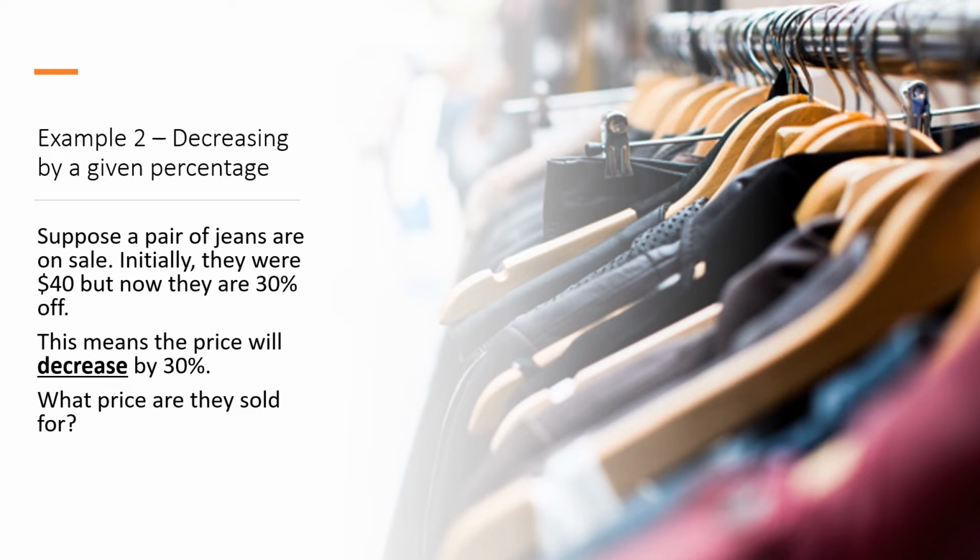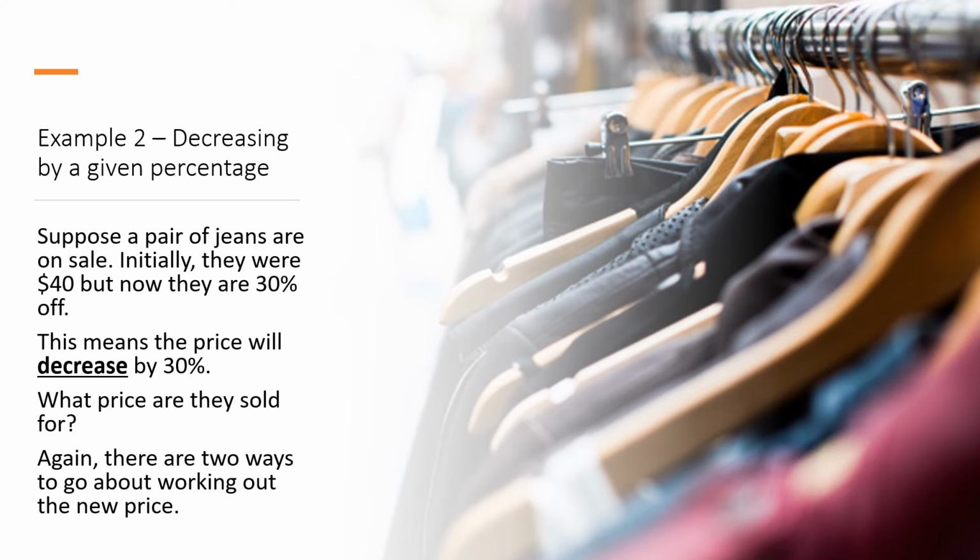So moving on now to decreasing by a given percentage. This is similar to increasing in some ways, so isn't something completely new. This time I'm going to use the example of a shop having a sale on. Suppose a pair of jeans was initially being sold for $40, but now they are on sale for 30% off. This means the price of them is going to decrease by 30%. So what price are they sold for now? Again, we have two ways of working it out.